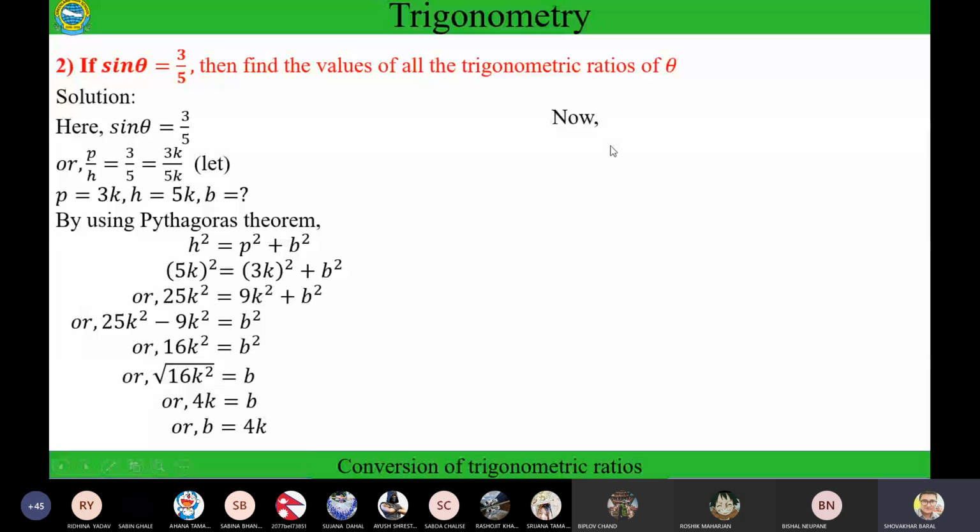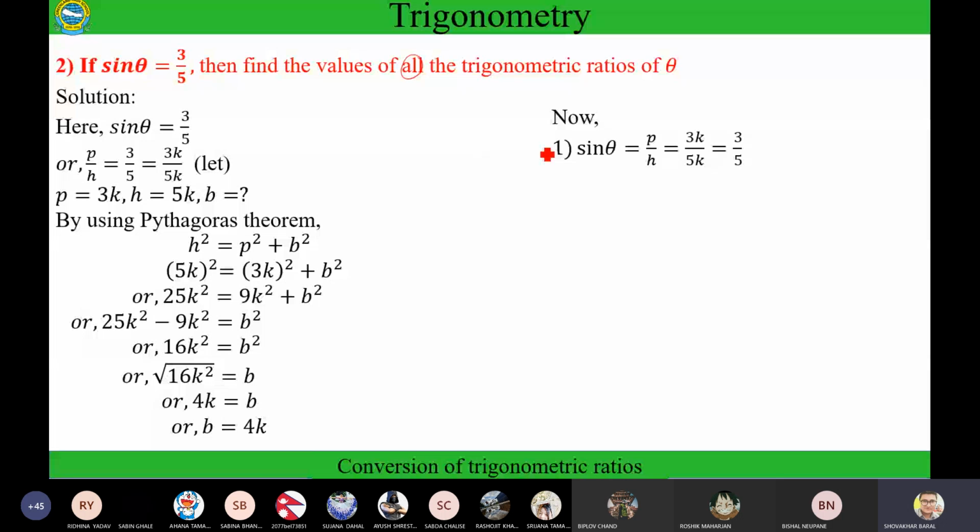Now we have to find the value of all the trigonometric ratios. It has not mentioned any specific trigonometric ratio. If it asks to find all the trigonometric ratios, we have to find the value of the remaining 5 trigonometric ratios. Sine is already here. So let's find cos, tan, cot, sec and cosec. Now sin theta is p by s, already given, though you don't need to find it.